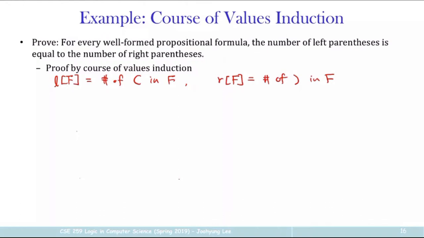Okay, so recall the proof cases. Case one is when F is an atom. Atoms are like P, Q, R, right? So in this case, what is L of F? When F is an atom, how many left parentheses are in there? Zero, okay. There are no parentheses in an atom. So L of F equals zero. What about R of F? How many right parentheses are in the atom? Also zero.